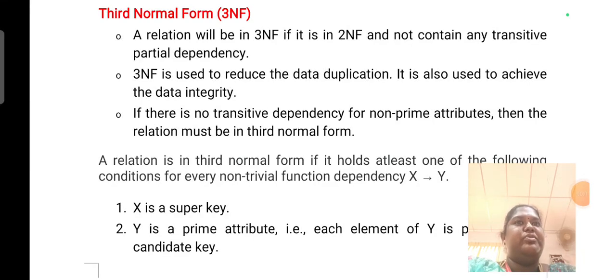Hello, I'm continuing my video lecture series on database management systems. Now I'm continuing from my previous video on normal forms. Now we are going to see about the third normal form and BCNF, an advanced version of the third normal form.